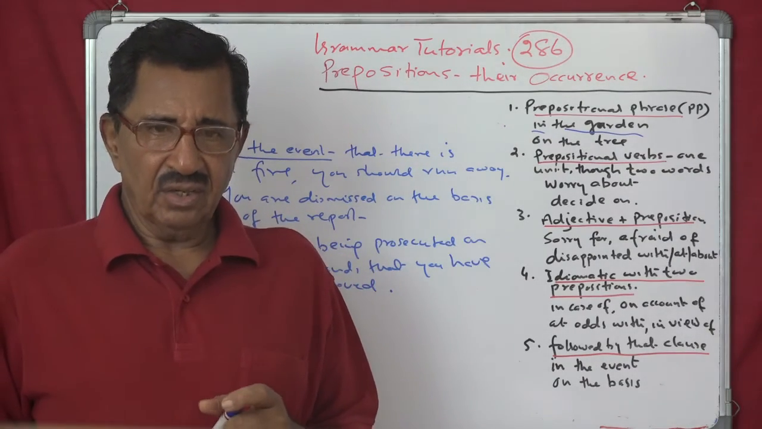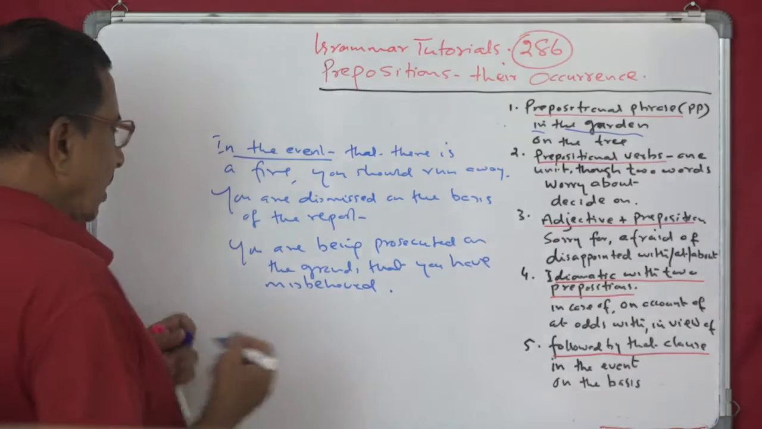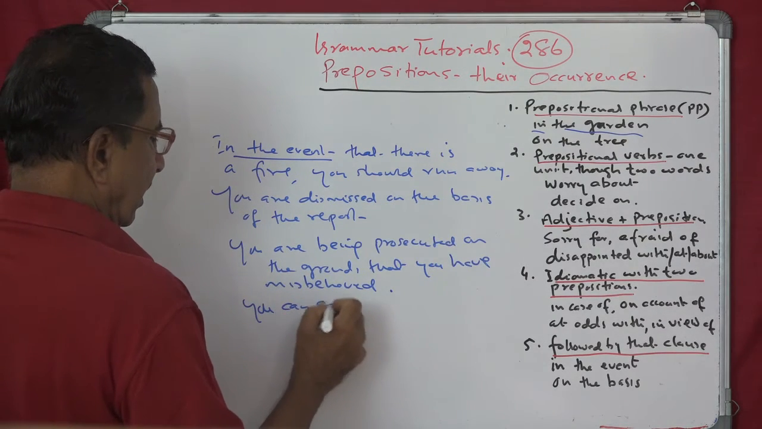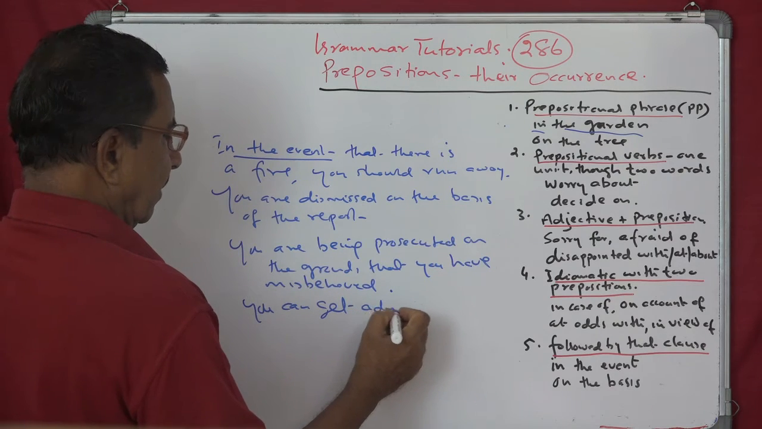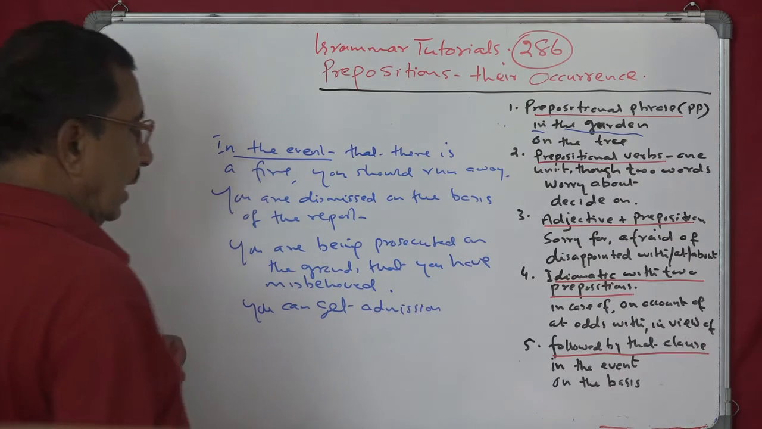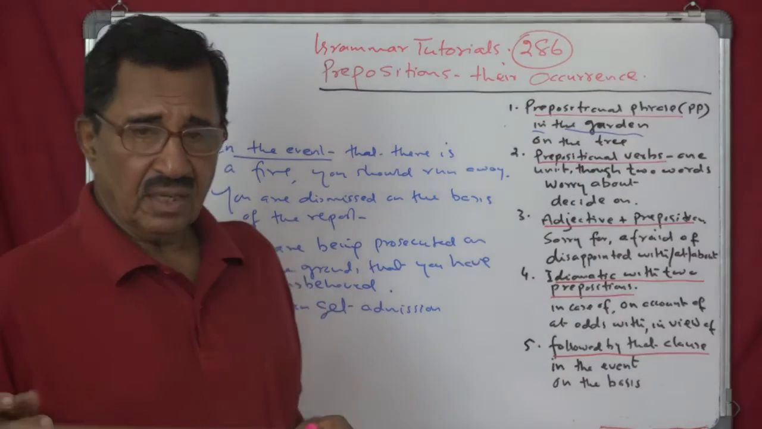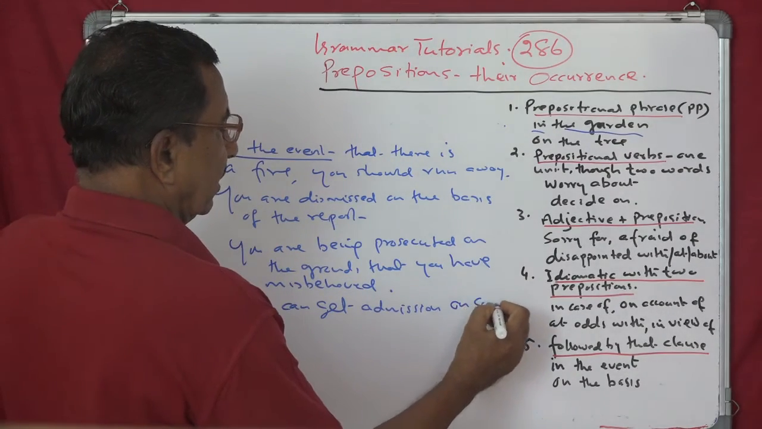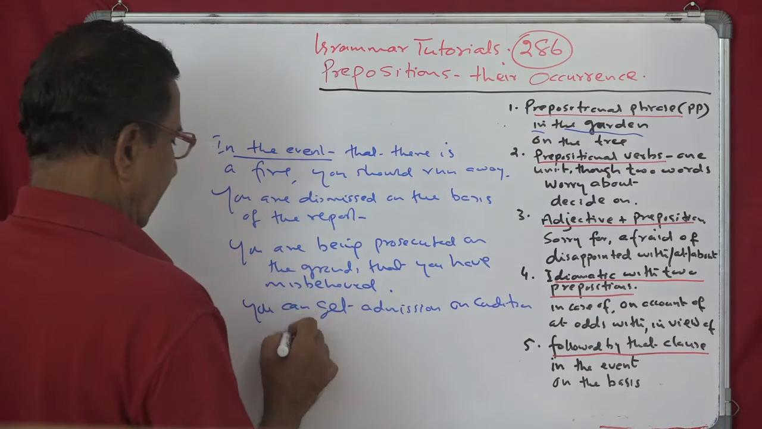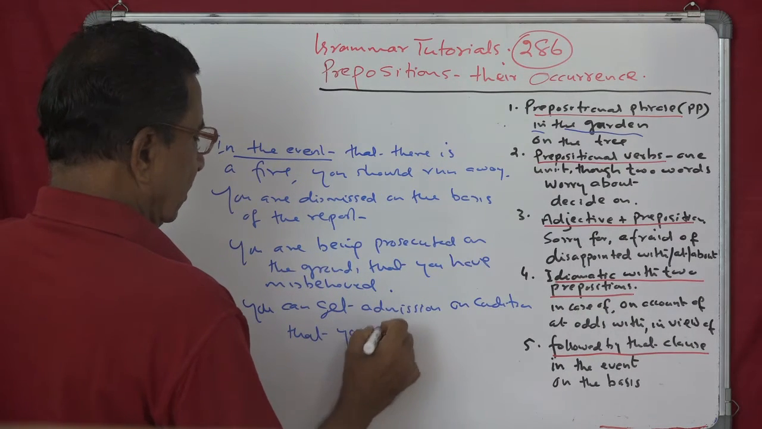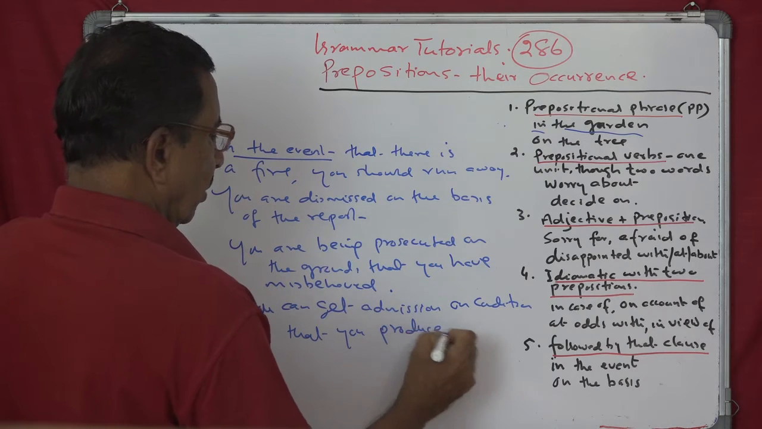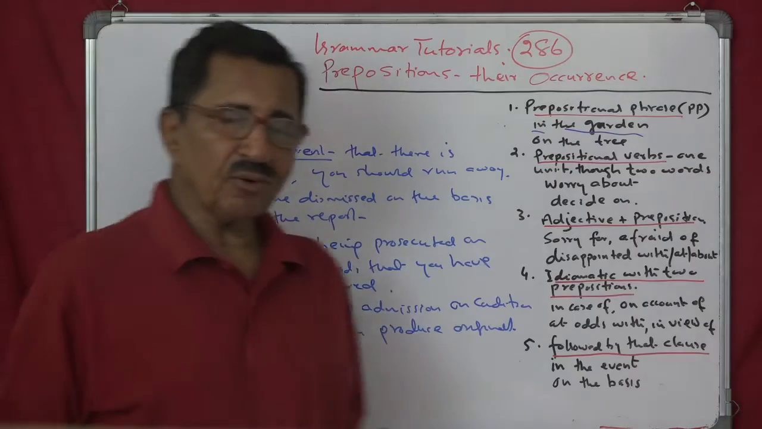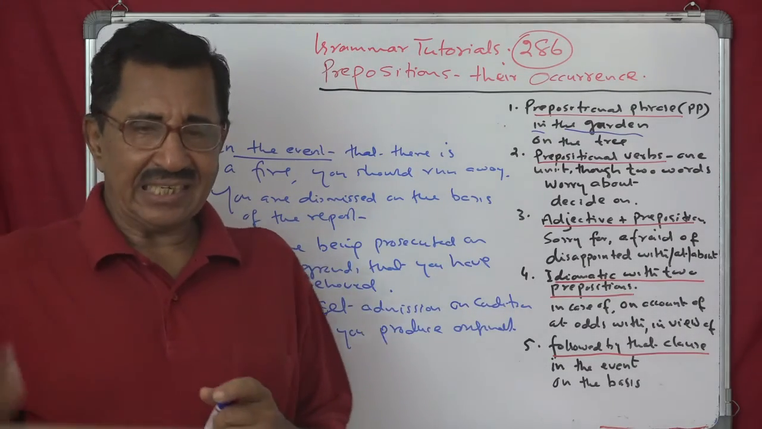Or you can say like that. You or he can get admission. What is the next one? Admission on condition that you produce originals. You are admitted on condition that. You are admitted on condition that.